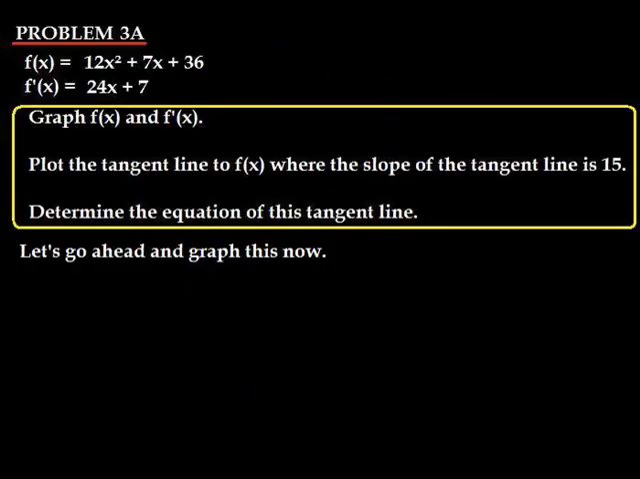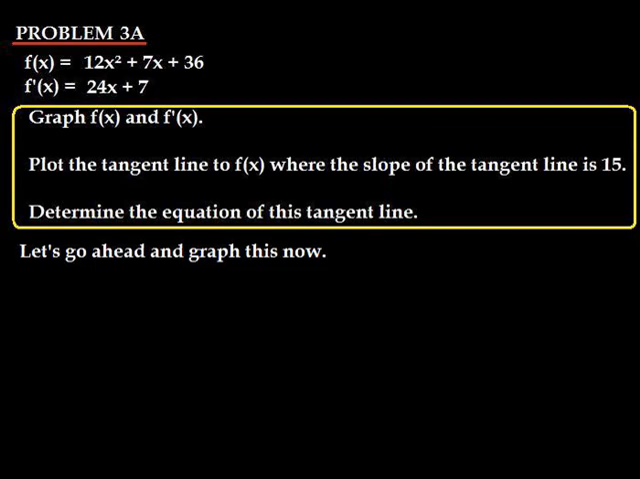Problem 3a is asking us to graph f of x and f prime of x, and then plot the tangent line to f of x, where the slope of the tangent line is 15, and then determine the equation of this tangent line. The last two parts are, I guess, one and the same. In order to do one, we need to do the other. So we're going to be tackling those last two parts at the same time.